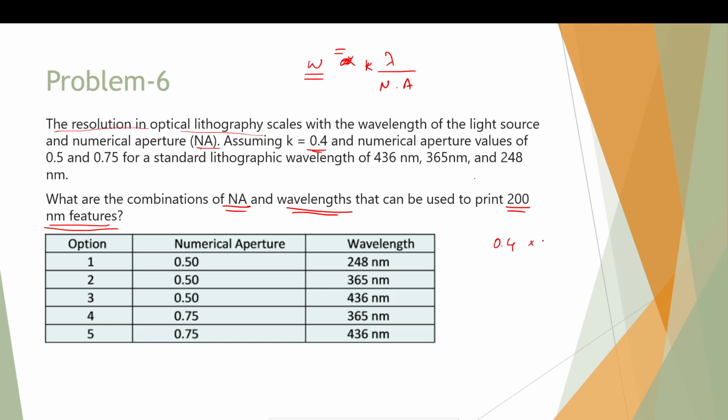0.4 times 248 nanometer over 0.5. So you can try doing this. This will come around somewhere around 190 something, I think. Yeah, 197, 198, I don't know, but you can try it for all the combinations, and it's just formula substitution. So whichever W comes below 200, those options are viable, rest are not.